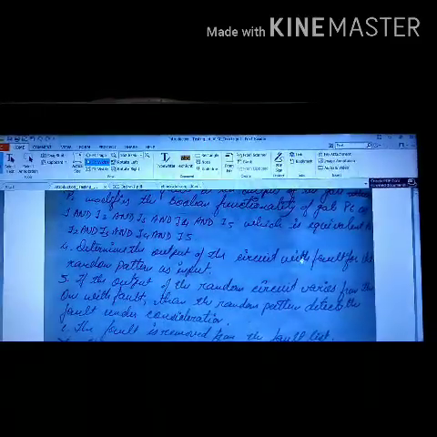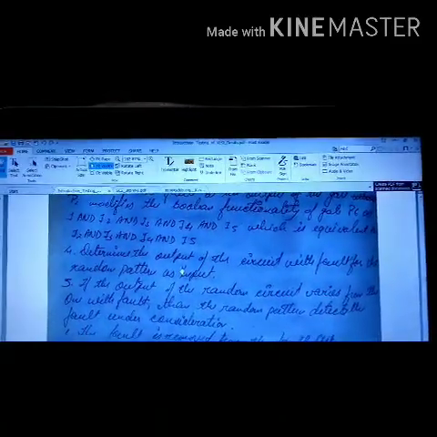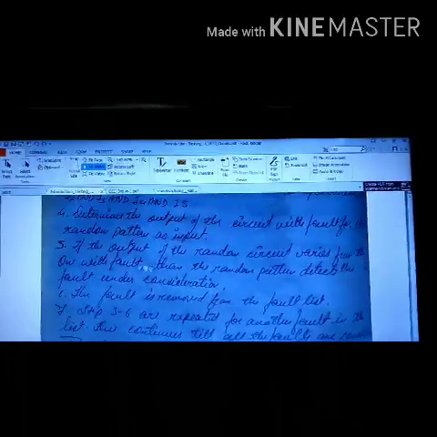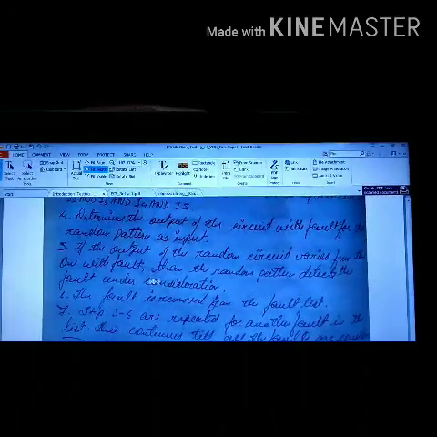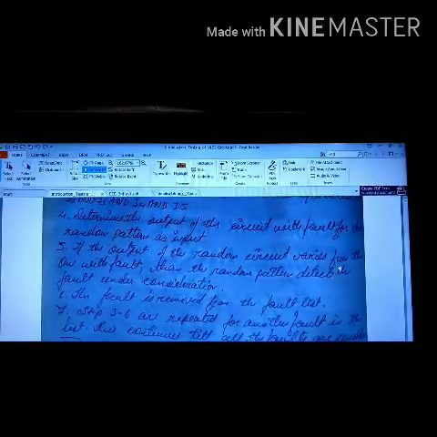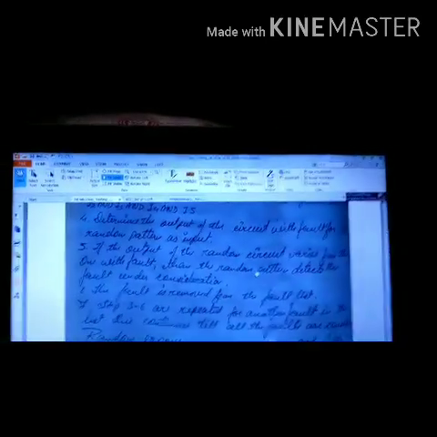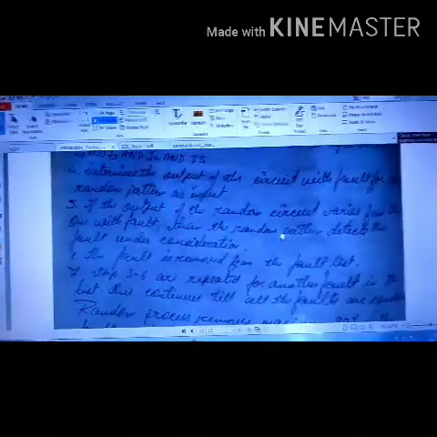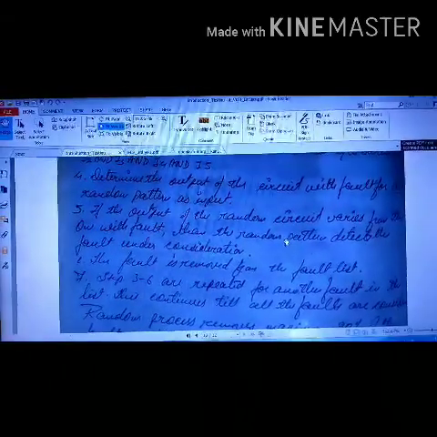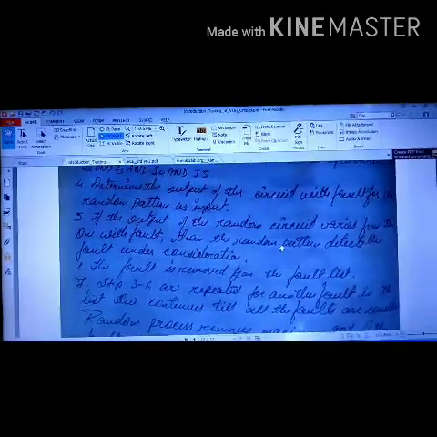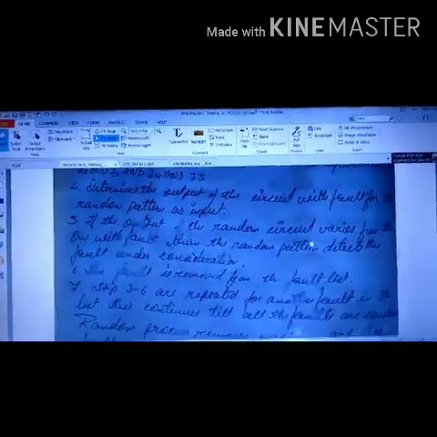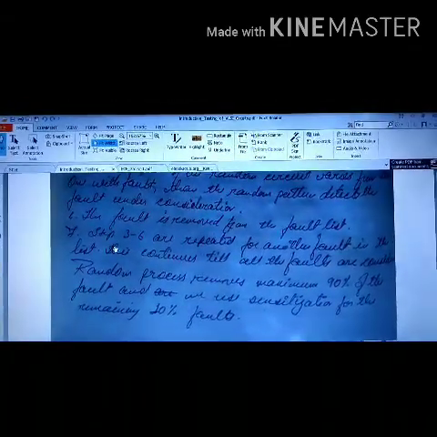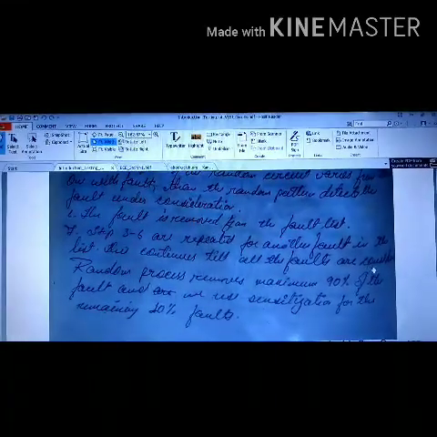Then we determine the output of the circuit with the fault for the random pattern as the input. If the output of the fault-free circuit varies from the one with the fault, then the random pattern detects the fault under consideration. So whatever pattern we have applied, if the output varies with the defect, then the pattern under consideration detects the fault. The fault is removed from the fault list. Steps 3 to 6 are repeated for another fault in the list. This continues till all the faults are considered.